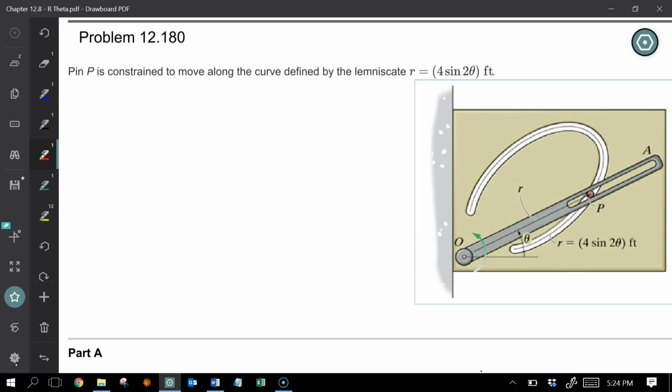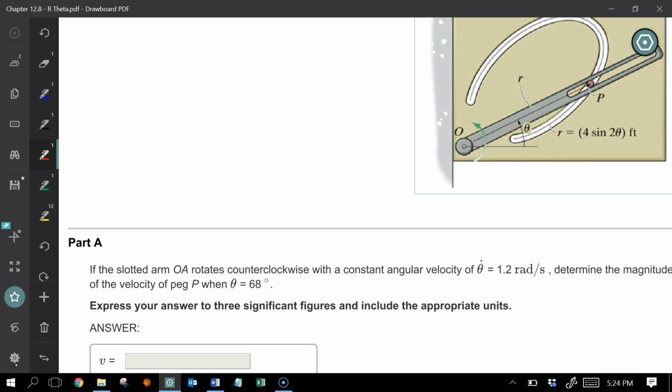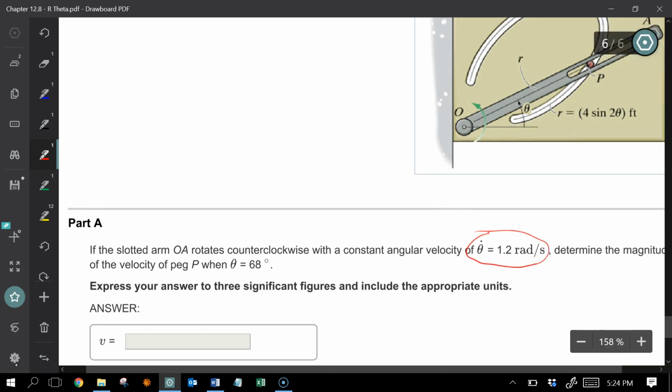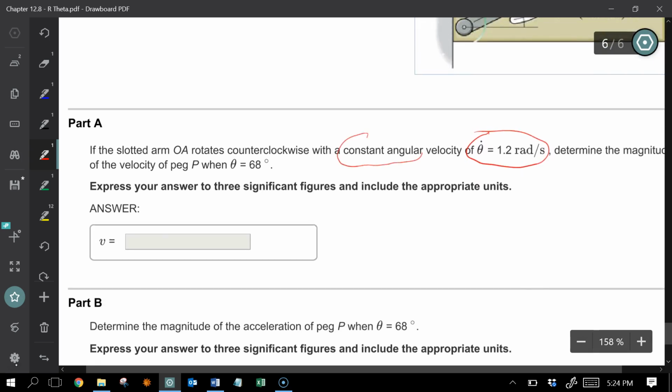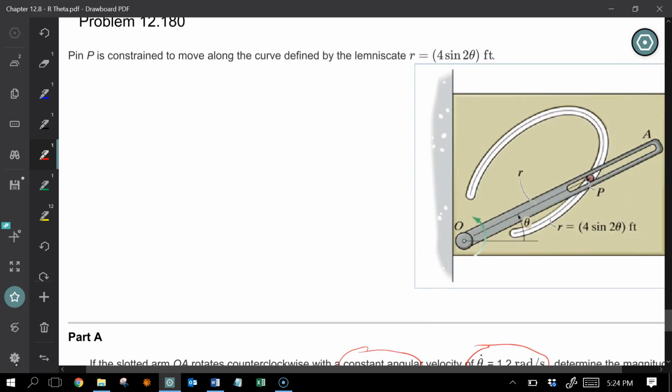If you give me one term that has 1 dot on it, I can find any term that has a 1 dot on it. So in other words, you give me one term with a dot, I can find any velocity. If you give me one term with a double dot, I can find any acceleration. And you're given that here, a single 1 dot term, and it says it's also constant. So because it's constant, theta double dot is 0. So I know I can do it.